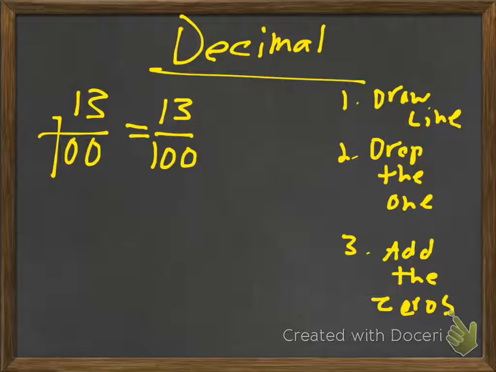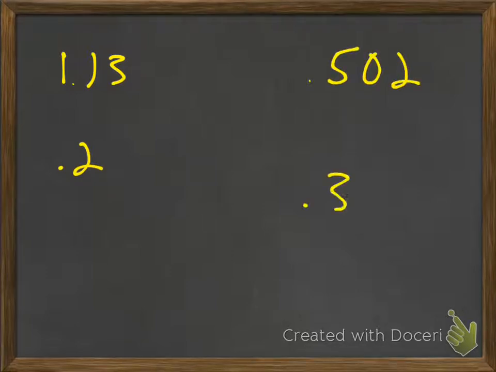You are now in 8th grade, so I'm going to show you a little shortcut. I'm going to give you a bunch of different ones. 1.13, 0.2, 0.502, 0.313. It doesn't matter what it is. If you want to make it a fraction real quick, count how many decimal places there are, and that's how many zeros you want to put in the denominator. If you have 1 decimal place, you want to put it over 10. If you have 2 decimal places, you want to put it over 100. It lets you know how many zeros there are.